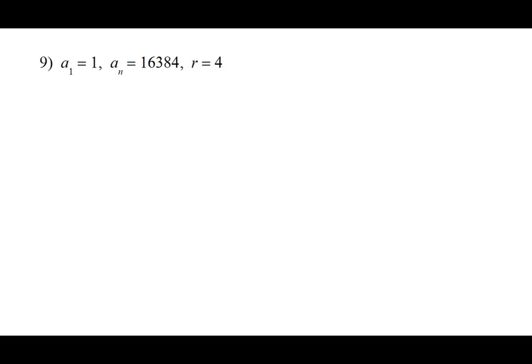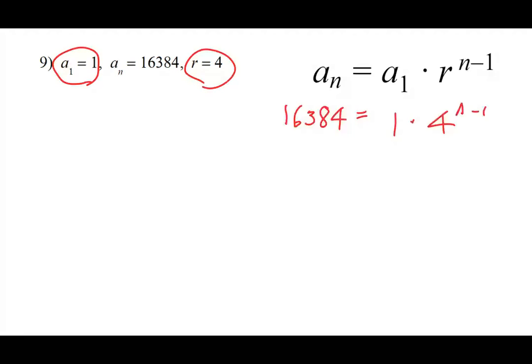So next one, number 9. You have a sub 1 and you have r, but you're missing the n. You don't know how many terms it takes to get to the 16,384. So you're gonna first find that by using the a sub n formula. So you're going to plug everything in to find the n. So numbers are given there. So first you divide it by 1. Don't do 1 times 4. I know it's the same result, but it's illegal. So divide it by 1.